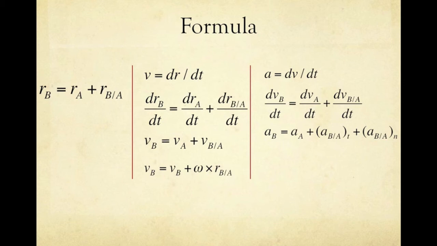Just like in the velocity equation, we can express the relative acceleration in a different form. Since the relative acceleration components represent the effects of circular motion observed from translating axes having their origin at the base point A, these terms can be expressed as: acceleration of B with respect to A in the tangential form equals alpha cross RB with respect to A, and acceleration of B with respect to A in the normal form equals negative omega squared times RB with respect to A.